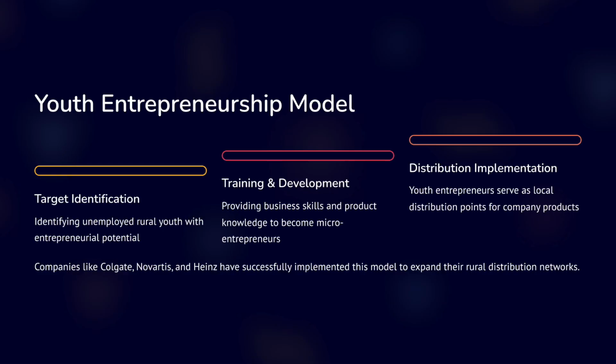Another modern way to reach rural areas is the youth entrepreneurship model. Earlier, companies used their own sales team, but faced problems in remote villages like poor roads and low sales. But they missed a big opportunity, that is educated unemployed youth living in these areas. With the right training and support, these young people can become local entrepreneurs.